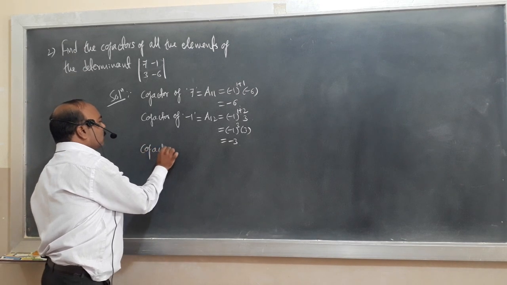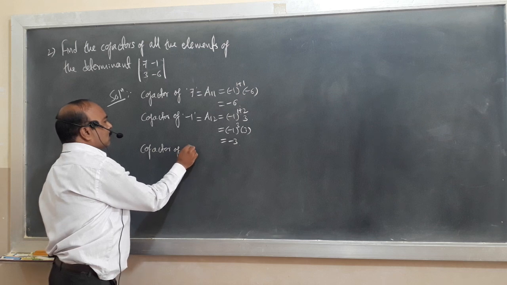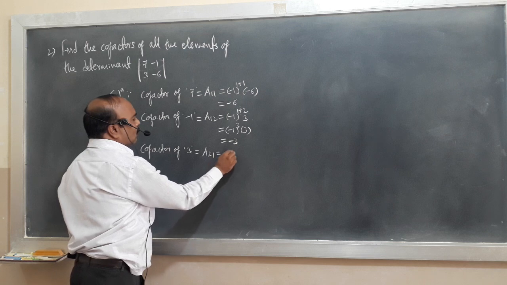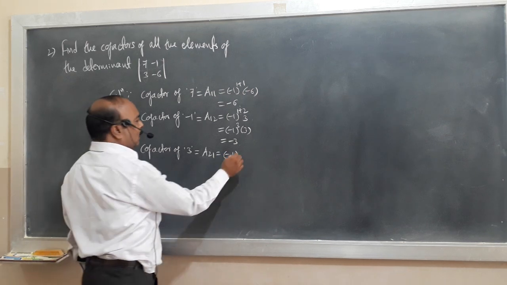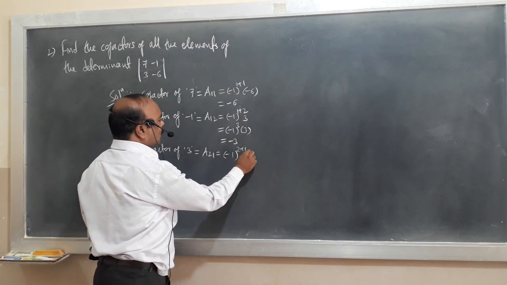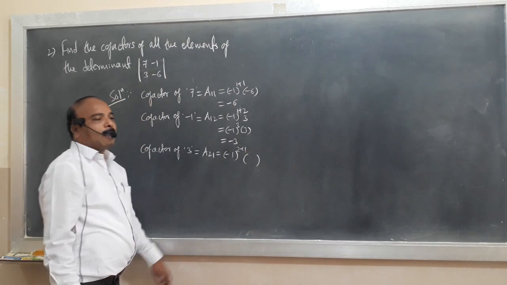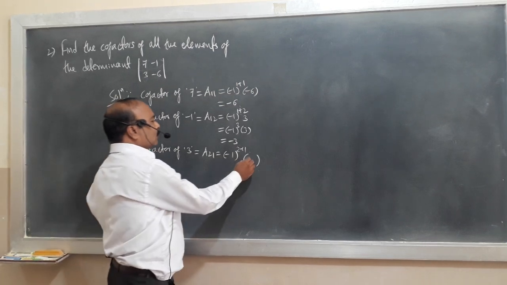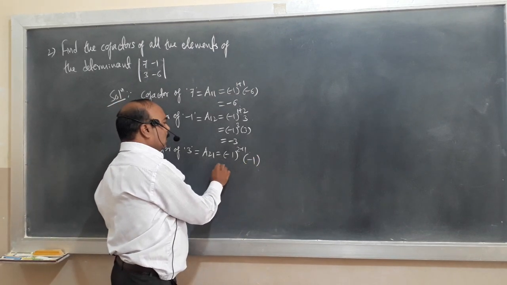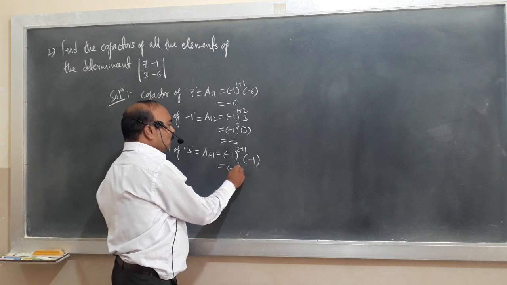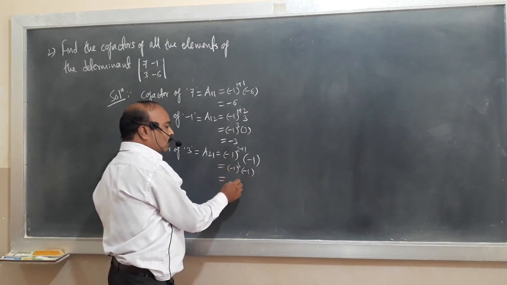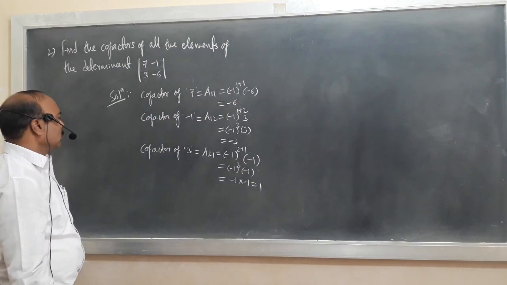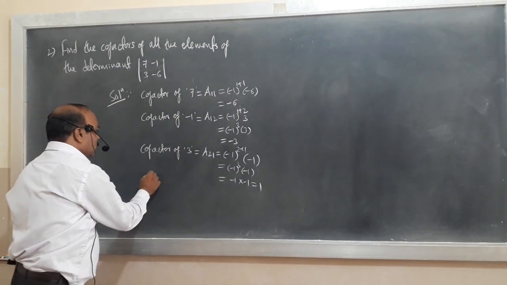Cofactor of element 3 is given by a21. According to the formula it is minus 1 power 2 plus 1 into minor. So the minor of this element is, deleting this column and this row, we get minus 1. So we get minus 1 cube into minus 1. Minus 1 cube is minus 1, into minus 1, it is plus 1.